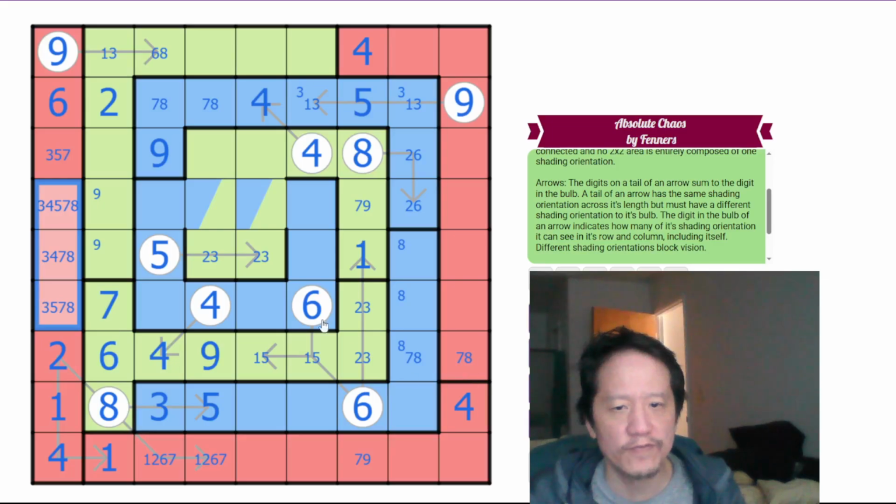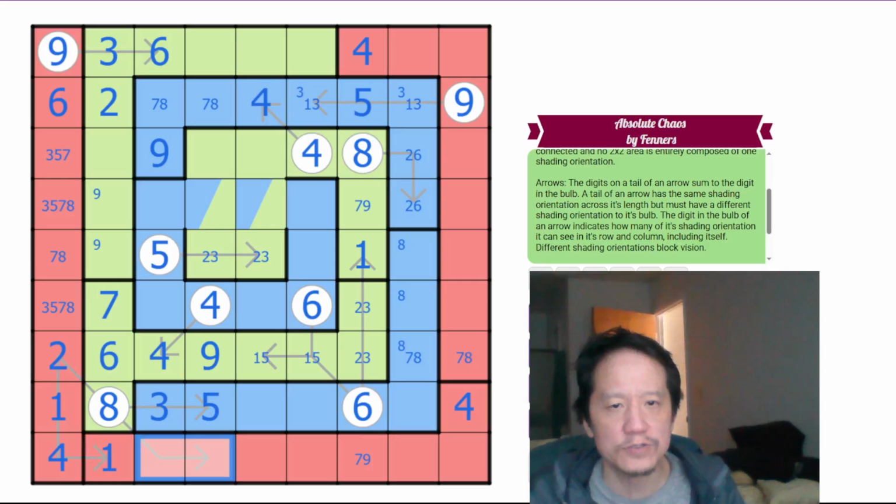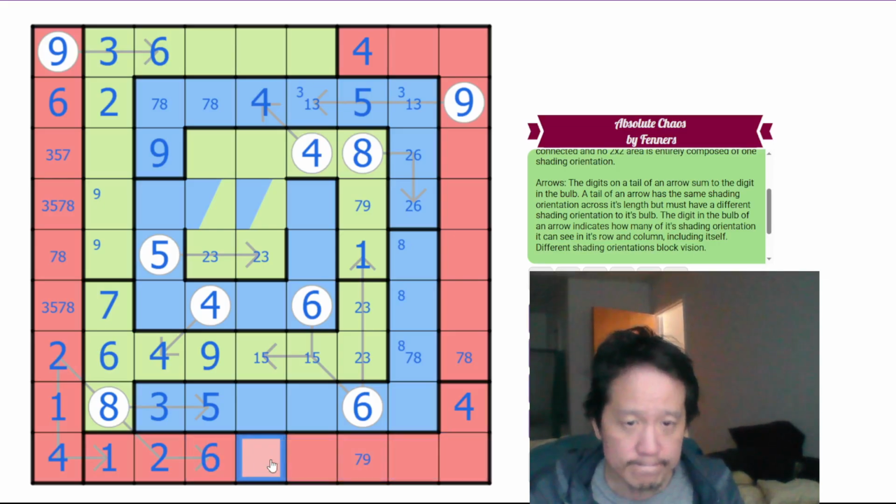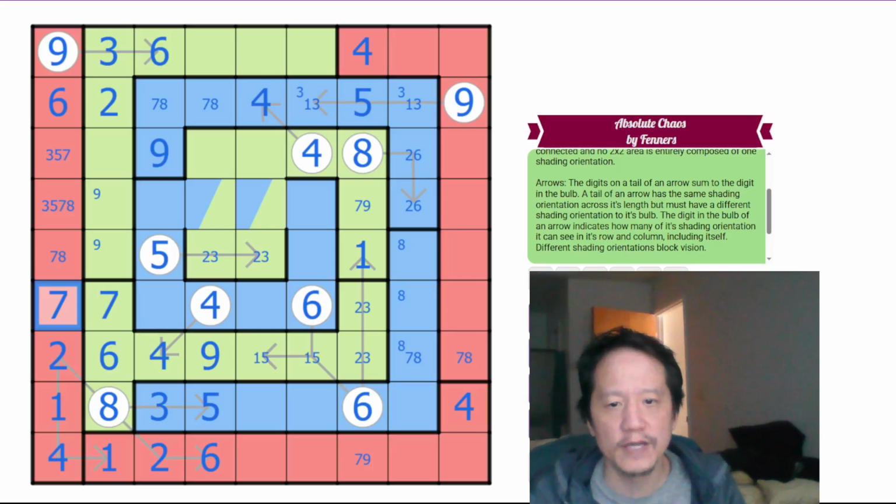None of these can be 4. This can't be 3 because of the 2, 3 pair here. This 1 means this can't be 1, so this is 3, this is 6. This has to be a 2, 6 pair, but this can't be 6 because of this 6, so this is 2, this is 6. Okay, this can't be 7, cannot be 7 because of this 7.